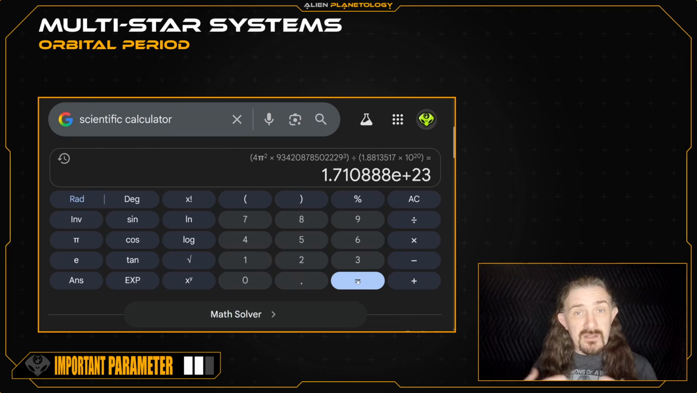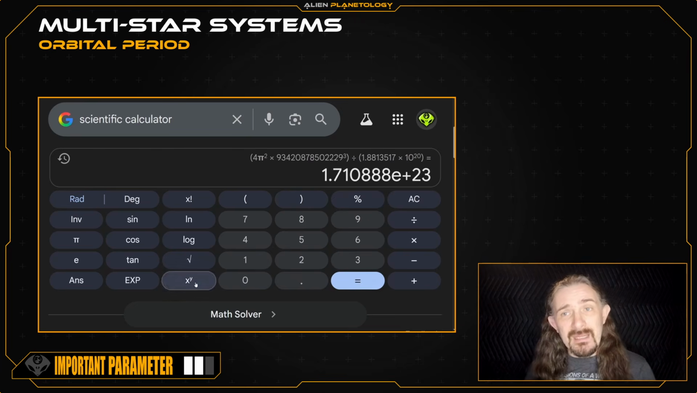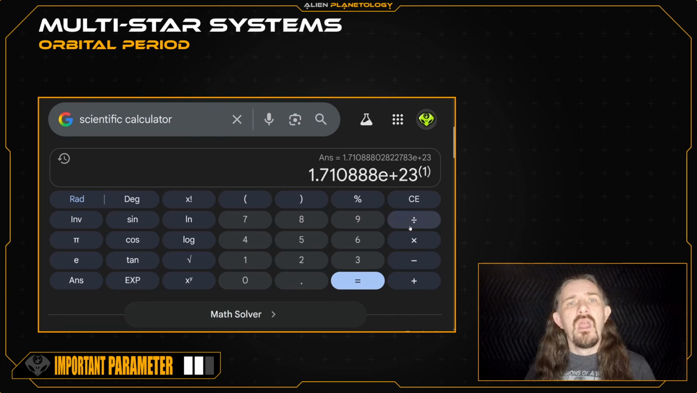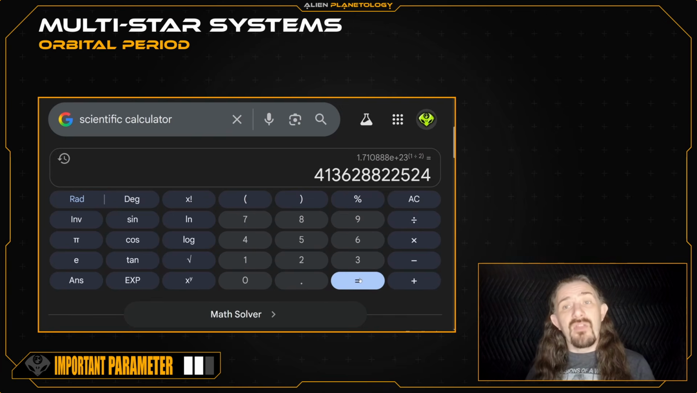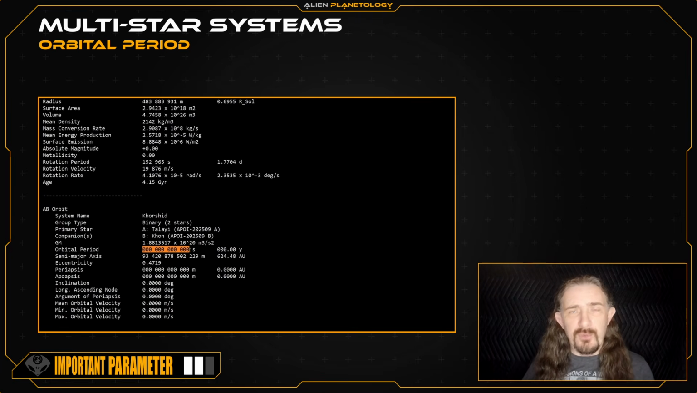Pressing equals gives us the square of our orbital period, so we need to get the square root of this value by raising it to a power of 1/2. Pressing equals again, and there is our star's orbital period in seconds. I'm going to add this number to my SAP sheet before converting it into more understandable units. This will either be days or years, depending on which is more reasonable.